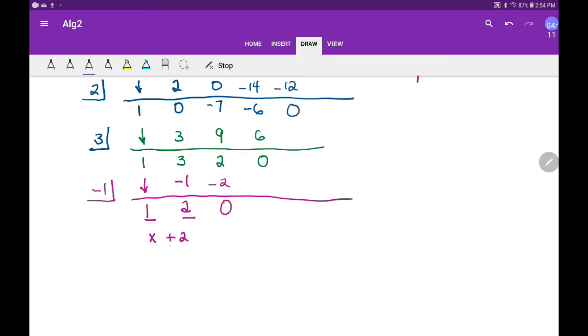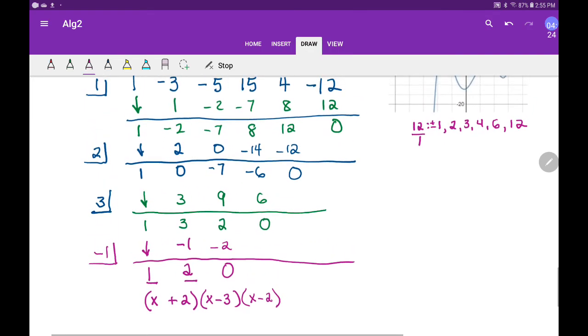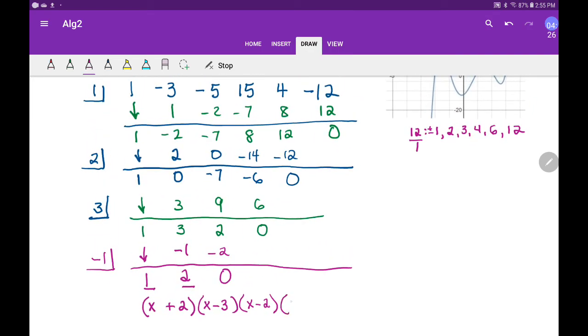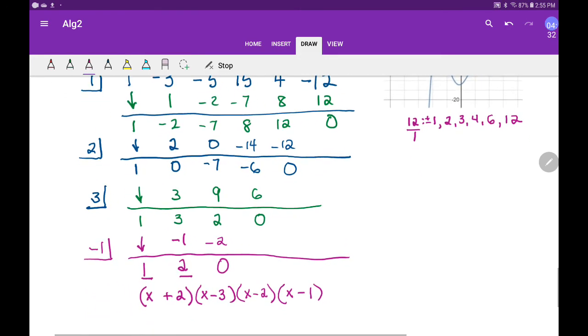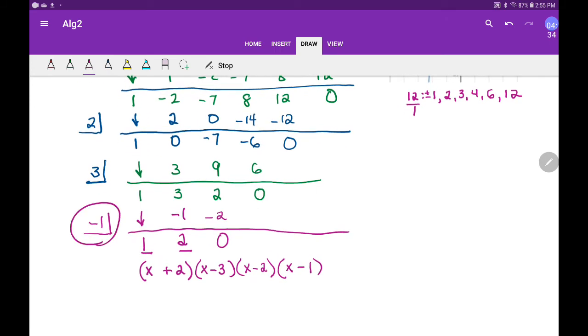1x and a constant that's 2. So I have x plus 2, and I have x minus 3 from up here, and then I have x minus 2 from the 2 you can see on the top there, and I also have x minus 1. And which one am I missing? Oh, I forgot to do the minus 1. So I need x plus 1.